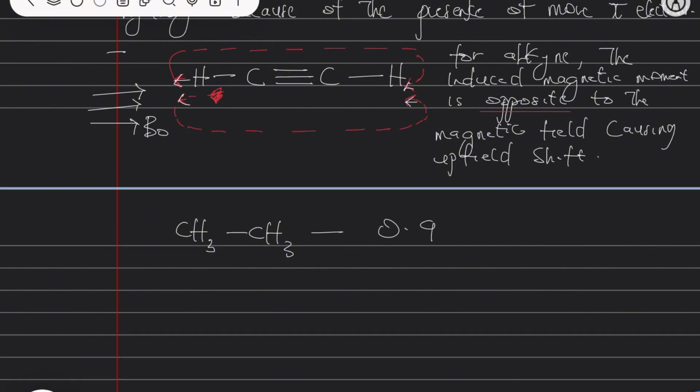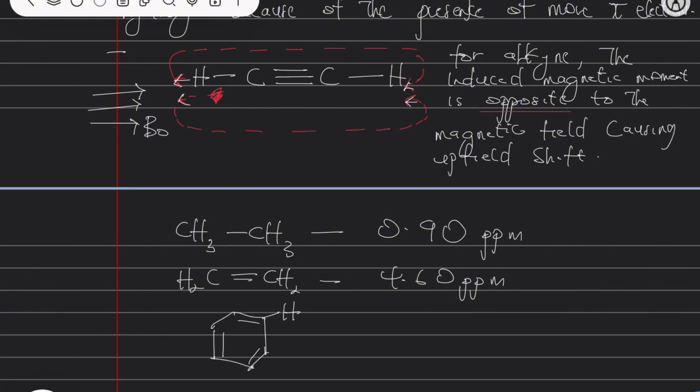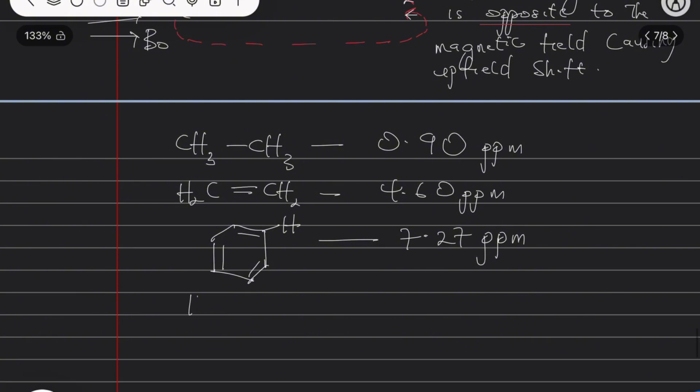For this reason, sp3 hybridized proton appears at 0.90 ppm, then the sp2 hybridized proton of an alkene, for example ethene, appears at 4.60 ppm. Then the aromatic proton appears within the region of 7.27 ppm, while the hydrogen of an sp alkyne, for example, appears at 2.35 ppm because of the reasons given above.